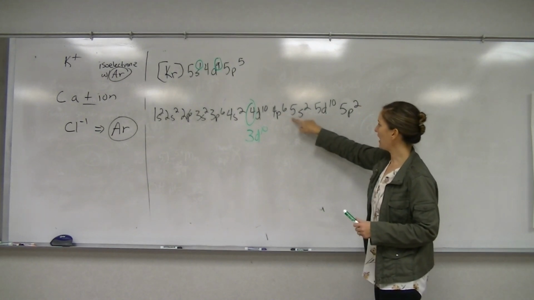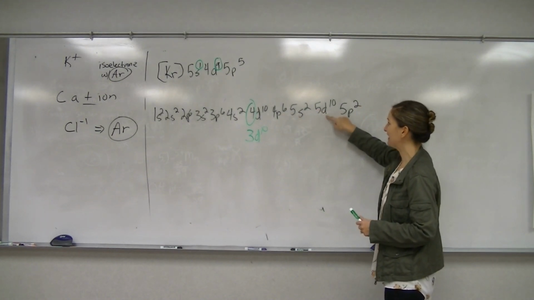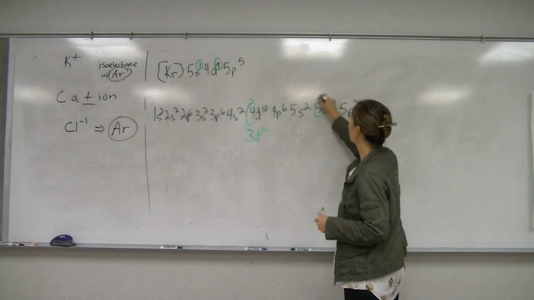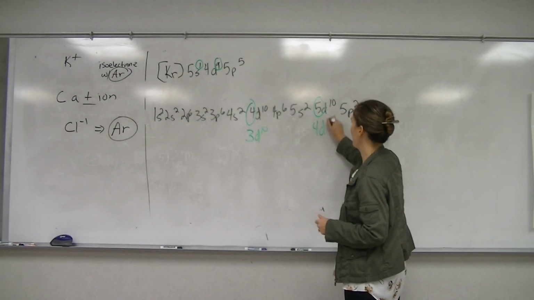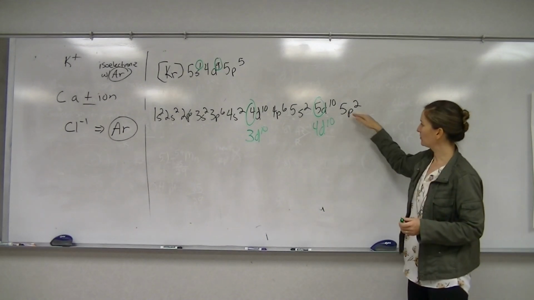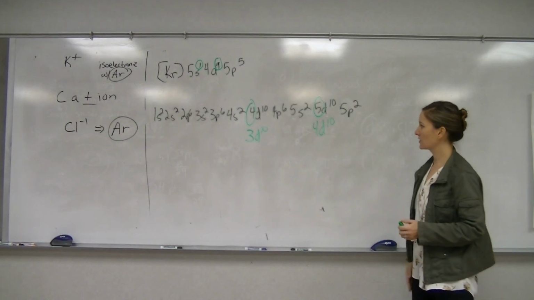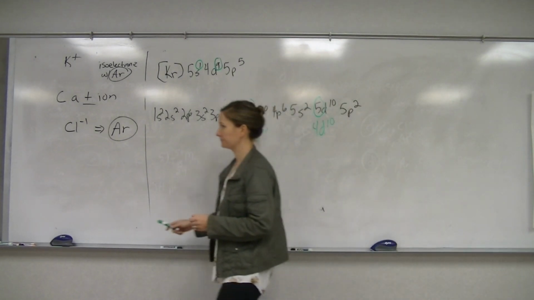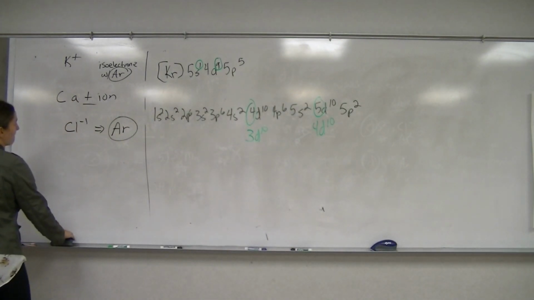And we hit period 5, 5s2, 5d10. Another mistake, it should be 4d10, because remember the d's are always 1 less than the period they're in. You hit the p's and you go back up to the 5, so that's correct.